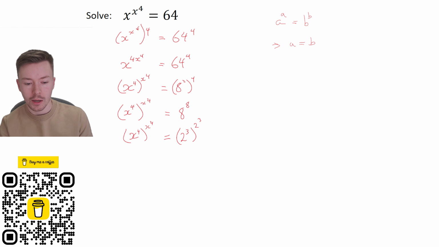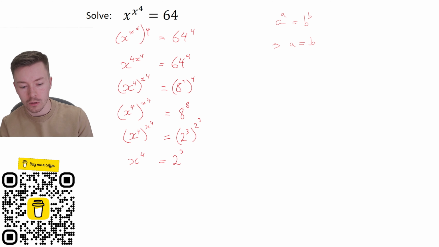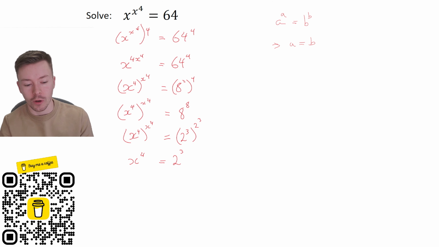Now I'm going to use what I mentioned at the start, in that I know that x to the power of 4 must be equal to 2 cubed. From there, it's pretty much straightforward. We could do the 4th root on both sides, but I'm going to do it a slightly different way because it will give me a more exact answer. So I'm going to put both sides to the power of a quarter.